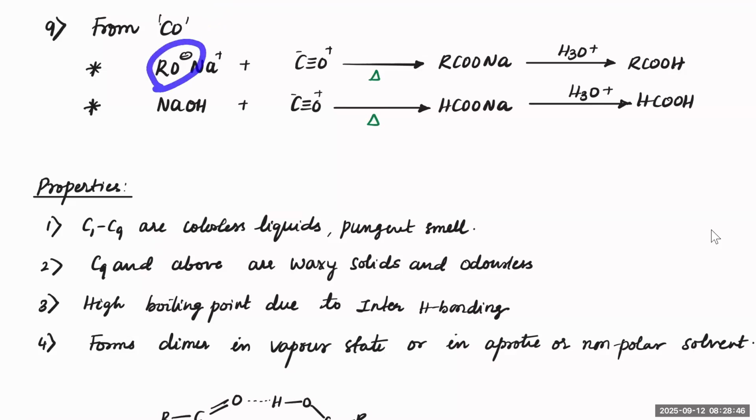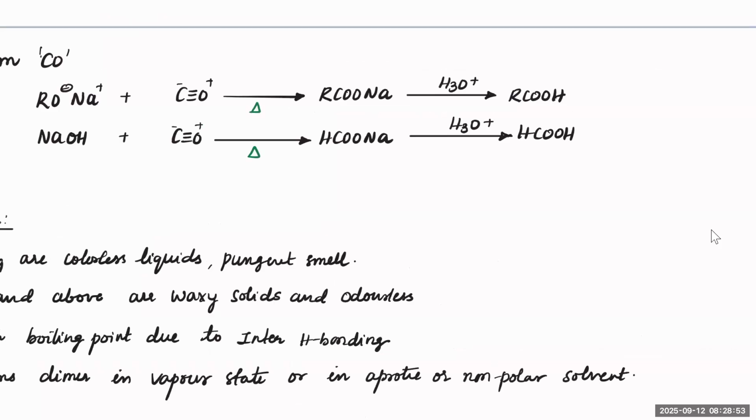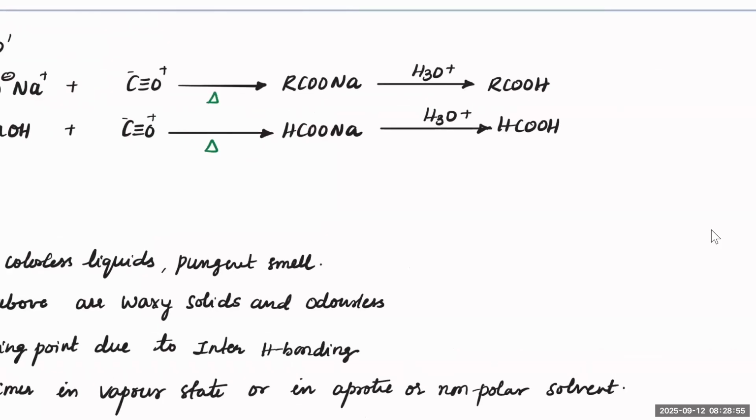RO minus, when you react with carbon monoxide, will convert into RCOO minus. Typically, how does it work here? You have C triple bond O with minus and plus charges here.